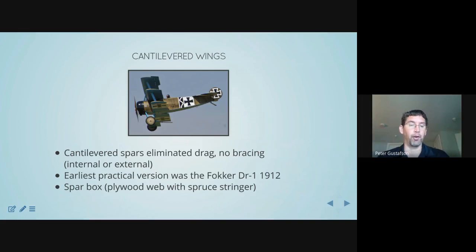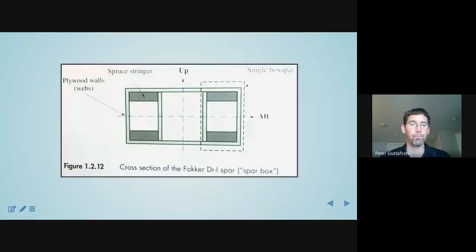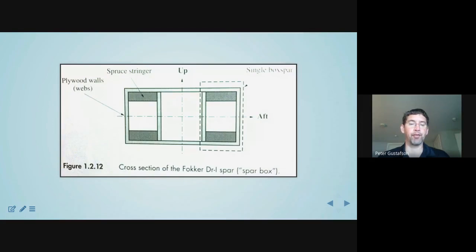Its principal feature, or I should say one of its principal features, was that it had this spar box. It was still largely made out of wood. It was made out of plywood with a spruce stringer. Here's an image that represents that Dr-1 spar. So it had plywood walls, as you can see, going all around the exterior portion of the spar.